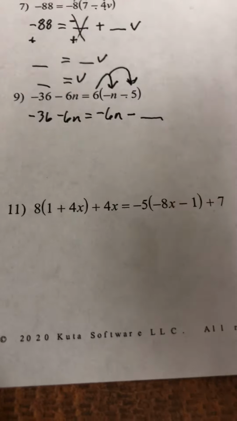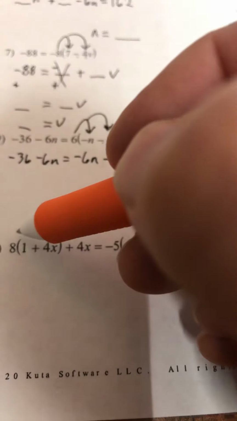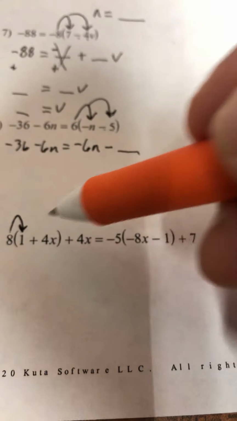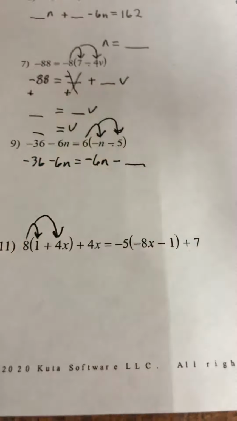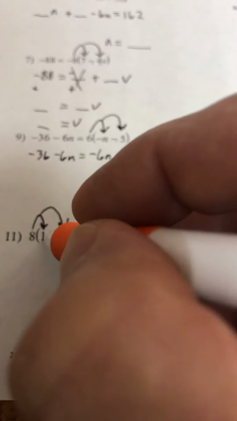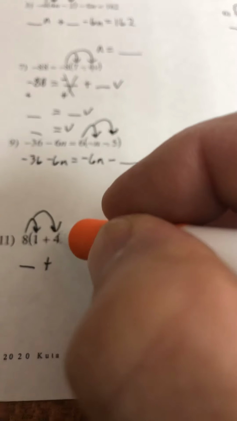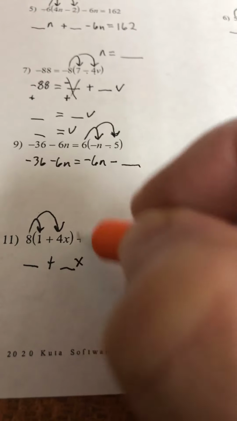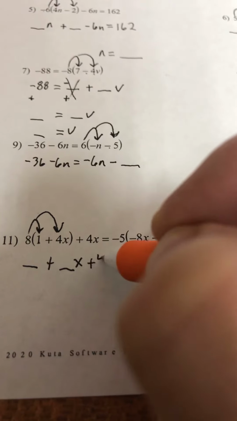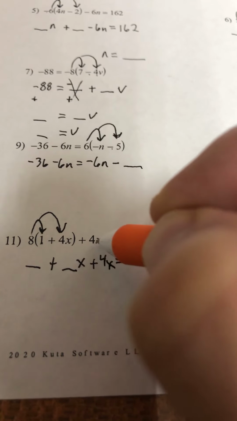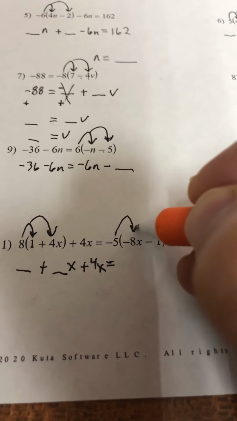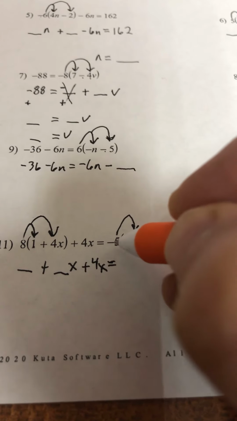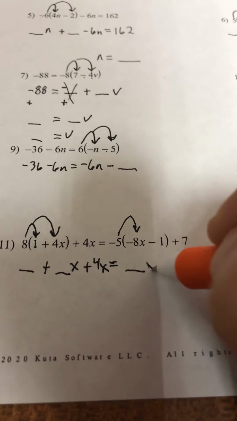Number 11, you have a couple distributive properties that you have to do, 8 times 1 and 8 times 4. So 8 times 1 is going to give you some number plus 8 times 4, don't forget to put it with an x, and then plus this 4x, and I'm just bringing that down. I'm bringing the equals down. Then you have -5 times a -8x. A negative times a negative, you're going to have a positive something x.